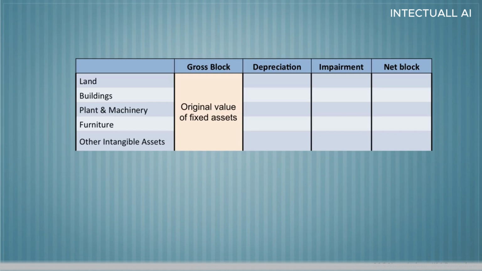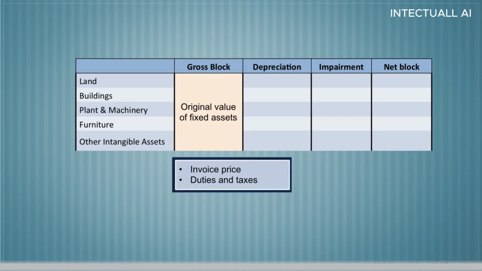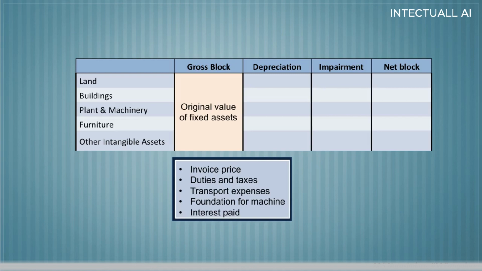Gross block is nothing but the original value of the fixed asset. It includes all expenses incurred in connection with bringing the asset to the operational condition. Invoice price, duties, taxes, transport expenses, special foundation required for erecting this machine, interest paid on borrowed money till the asset is put into use, travel expenses, boarding expenses of foreign technicians who came to configure the machine, trial run expenses, they are all included in the gross block. Gross block value is important. It is the amount which gets depreciated over the years and charged to the profit and loss account.